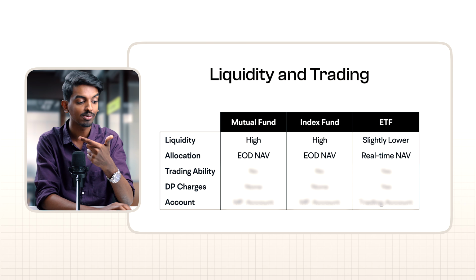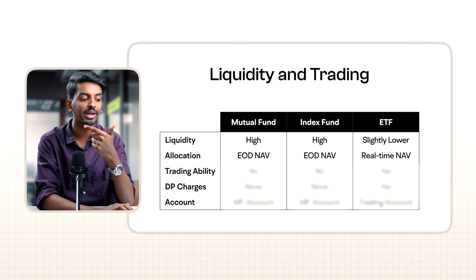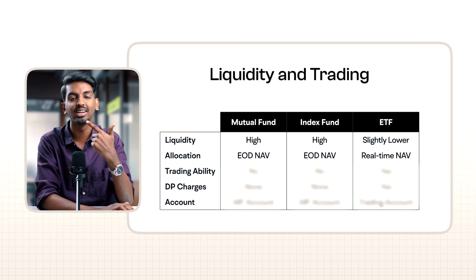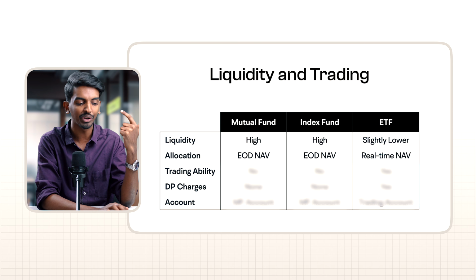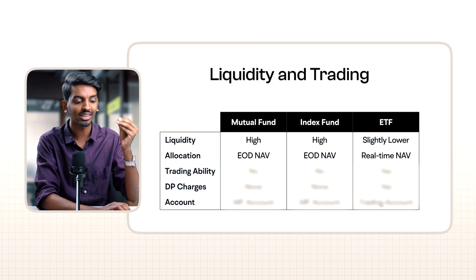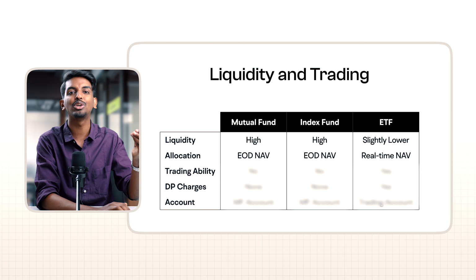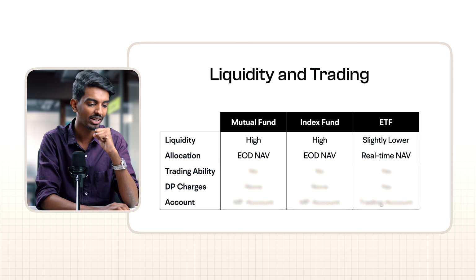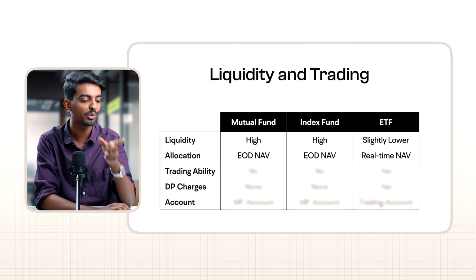Mutual funds as well as index funds are calculated by the end-of-day net asset value, right? You cannot catch intraday movements here, but in the case of an ETF, you can catch real-time NAV. That means if Nifty falls 2% intraday, you can try to time the market and buy the ETF at the low of the day. That's something very interesting and unique to an ETF.